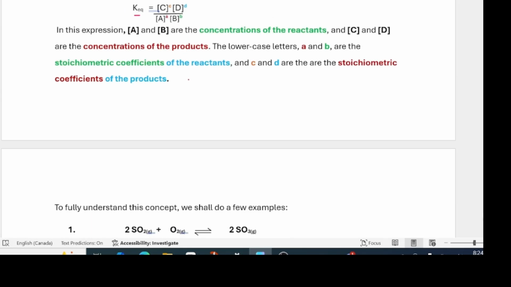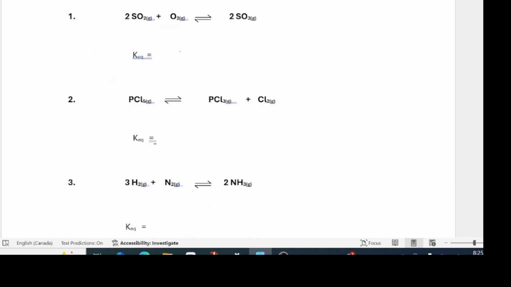In this expression, the lowercase letters a and b are the stoichiometric coefficients of the reactants, and c and d are the stoichiometric coefficients of the products. To fully understand this concept, we shall do a few examples.